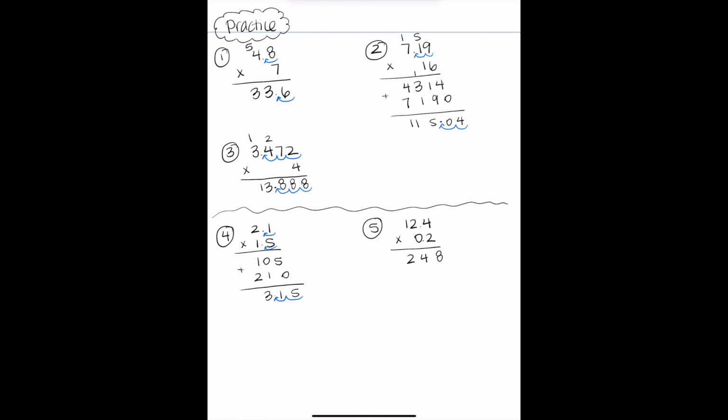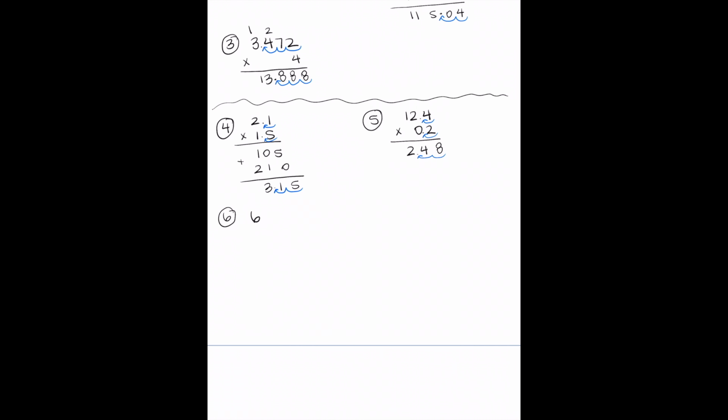Now our answer, how many place values is it going to have? The 12.4 had one, the 0.2 had one, so our answer will have 2, right? And it would be 2.48 for number 5. All right, let's move on to our next practice problem.